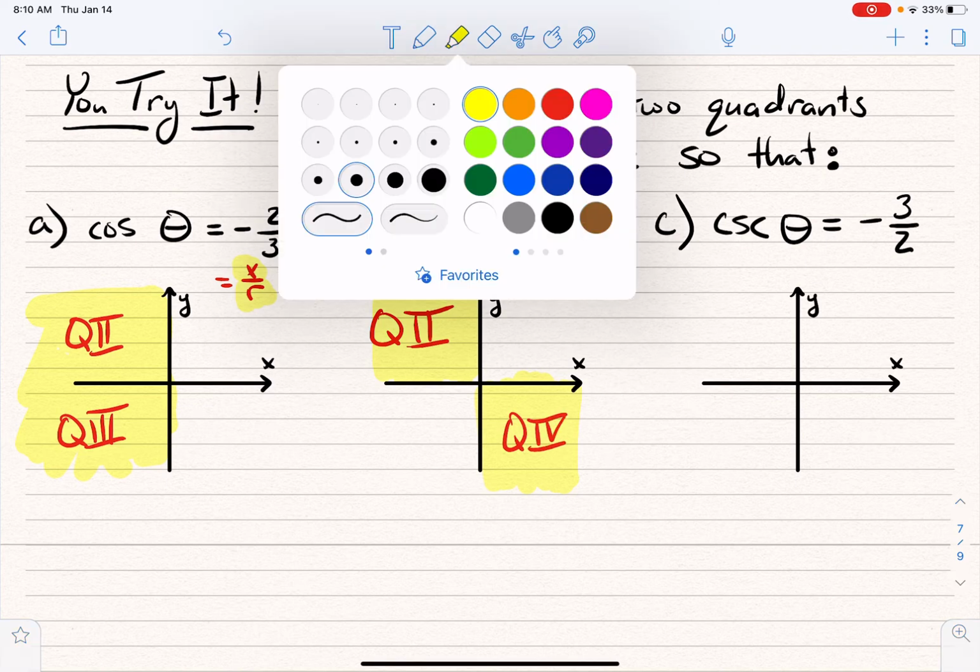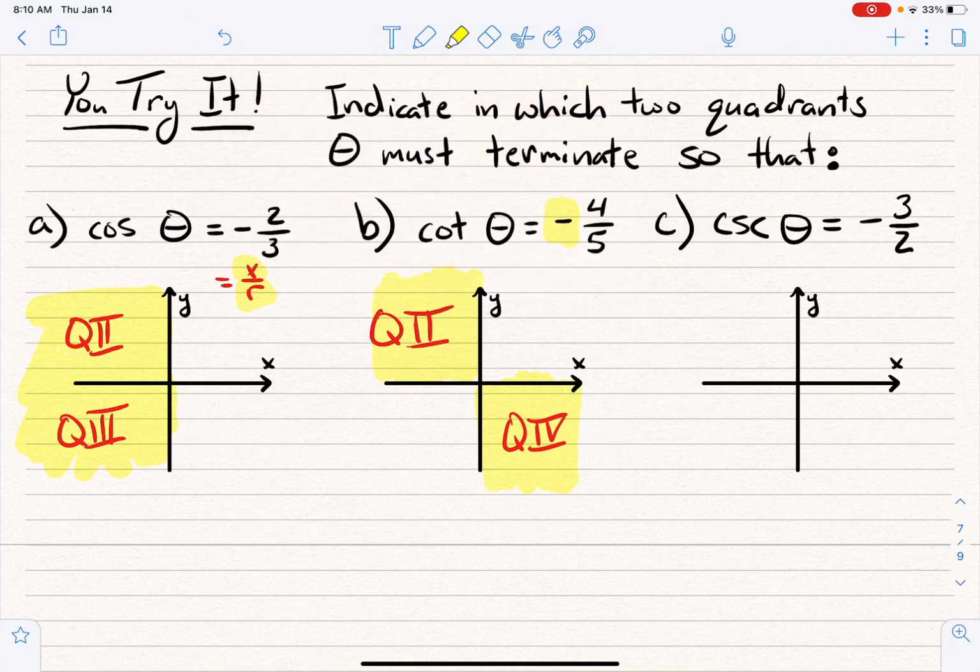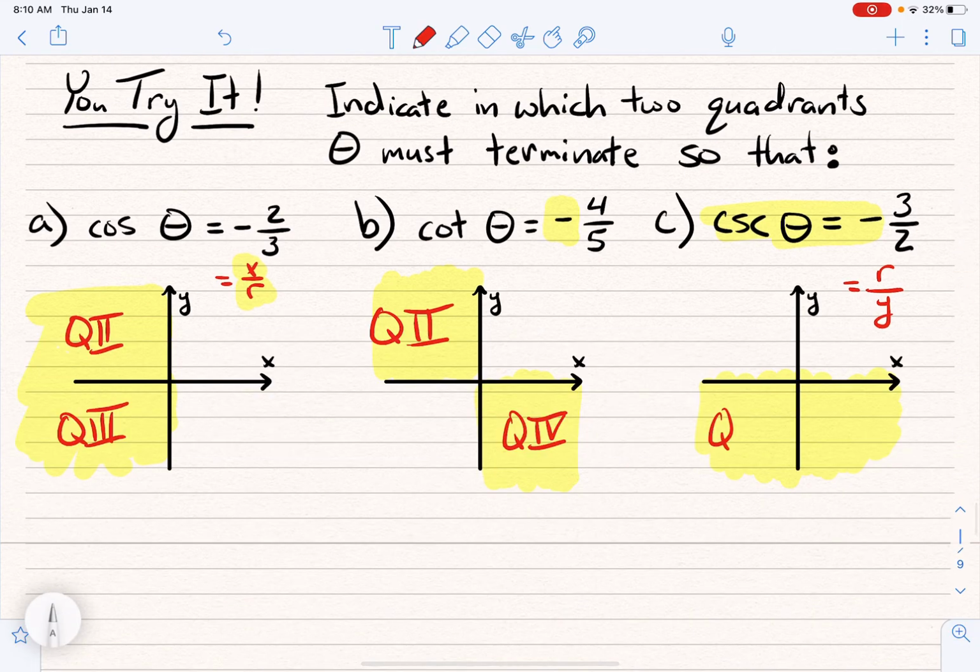And lastly, let's see what we've got going on here. We've got cosecant theta is negative. And we're going to ask, what is cosecant theta? Cosecant theta is r over y. So the only way that's going to be negative is for y to be negative. And that's everything down here. And so that would be quadrant 3 and quadrant 4. Okay, hopefully those match up with your answers.